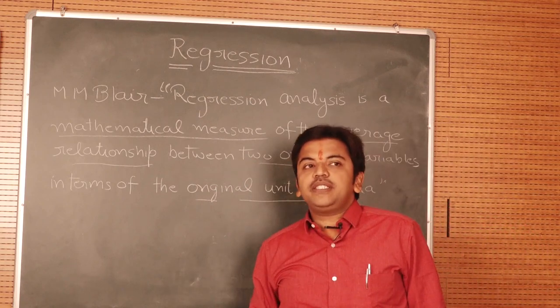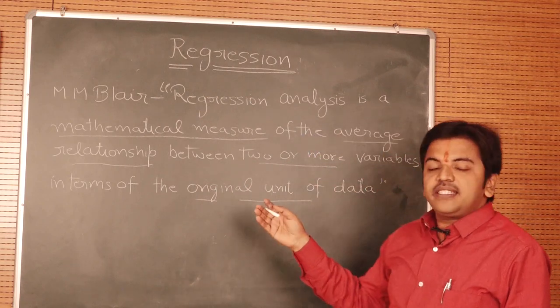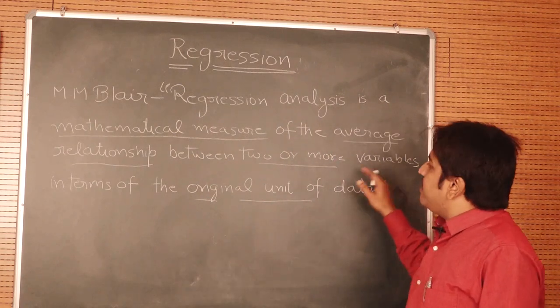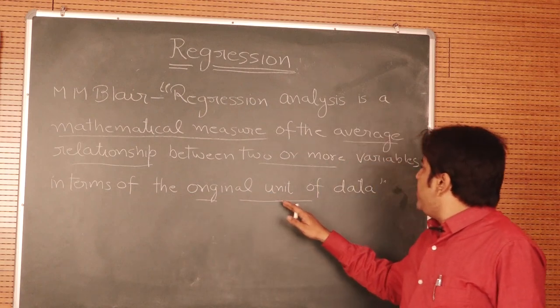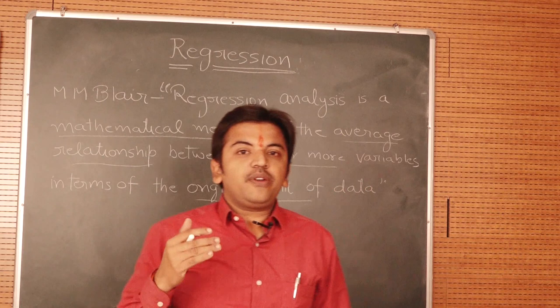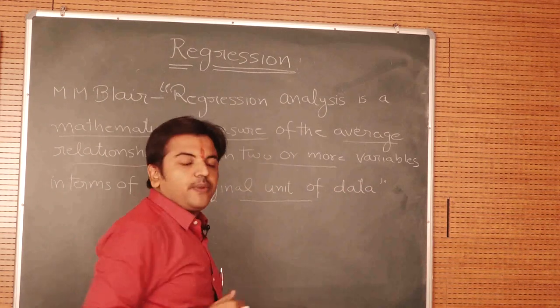Two or more variables means that there must be an X series, there must be a Y series, or more than two series. Variables in terms of the original unit of data. Original unit means here whatever data we are going to take is in the original terms.